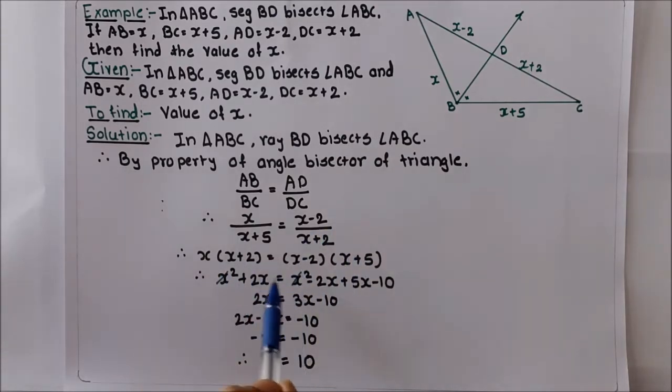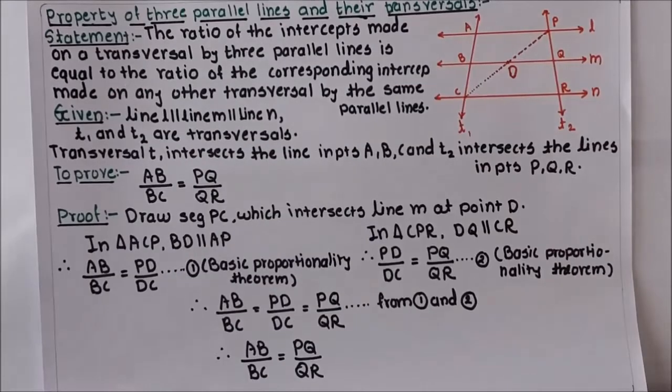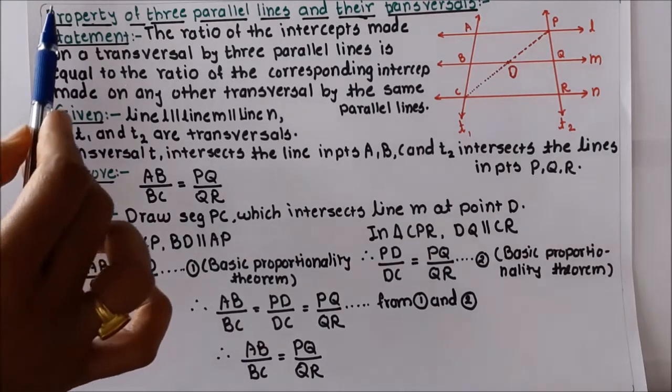Now x square same, so gets cancelled. 2x is equal to 5x minus 2x, 3x minus 10. Now send this 3x to this side. 2x minus 3x is equal to minus 10, minus x is equal to minus 10, and therefore the value of x is 10.